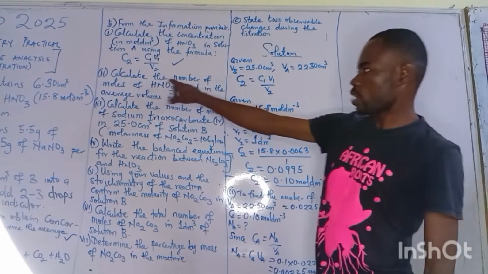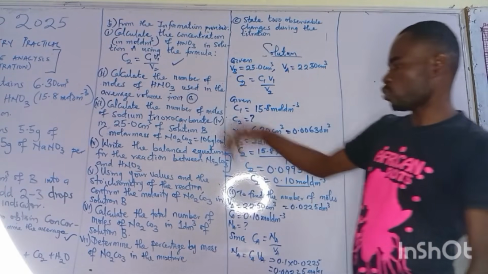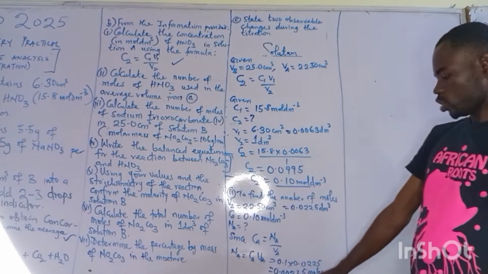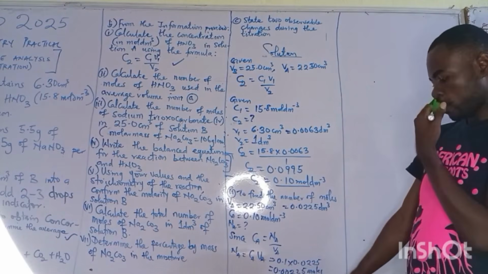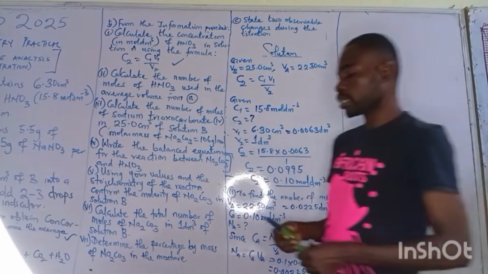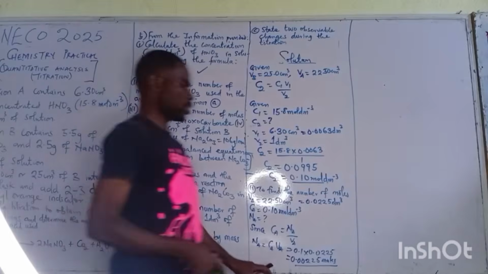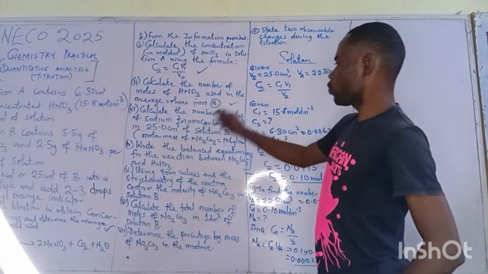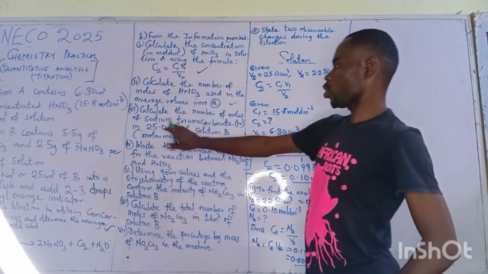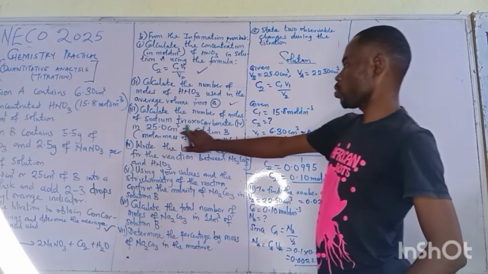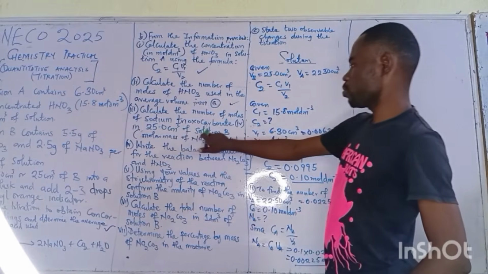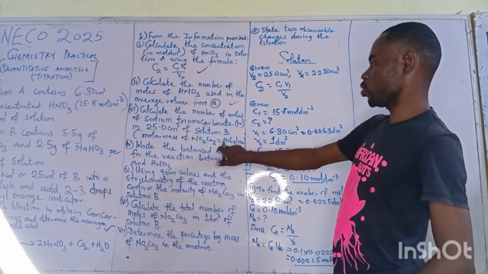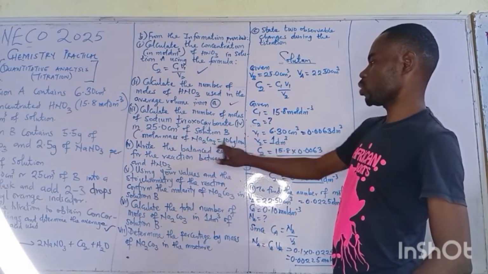They say calculate the number of moles of HNO3 used. What we have used is 0.00225 moles in this calculation. Alright, this one has been achieved. Now the next question is to find the number of moles of sodium carbonate in 25 cm³. And they give us the molar mass of sodium carbonate as 106.